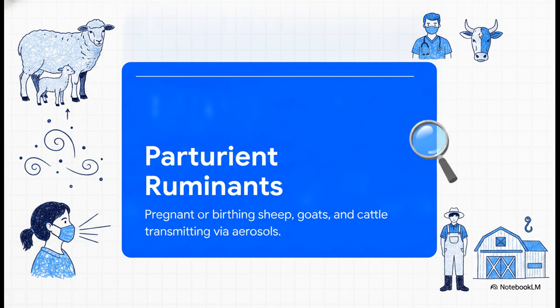The transmission method is strictly aerosol inhalation. Literally just inhaling a few organisms from infected livestock dust or amniotic fluid can trigger the disease. So if your question stem mentions a farmer, a veterinarian, or a slaughterhouse worker, Q fever needs to jump straight to the top of your differential.